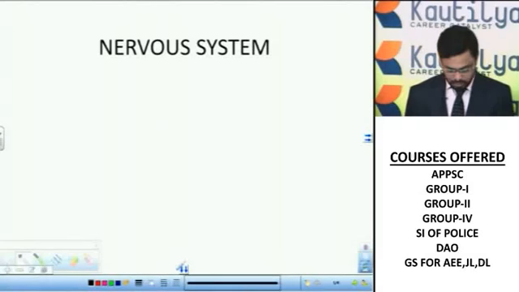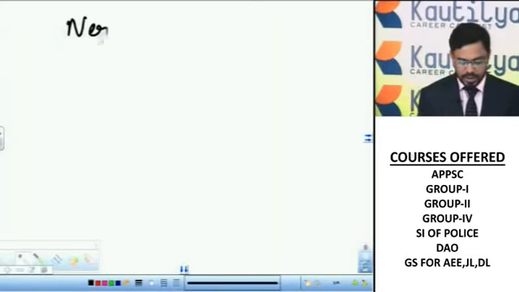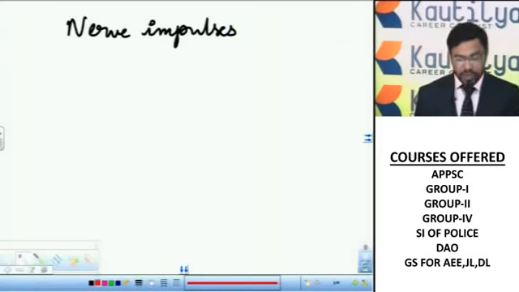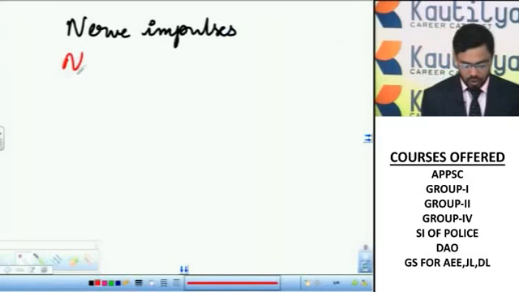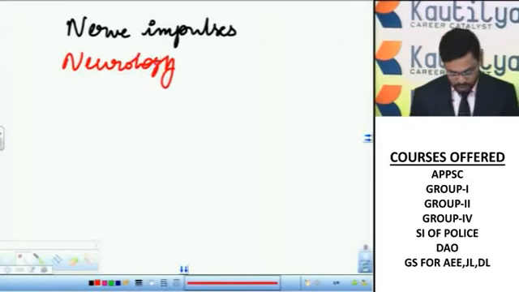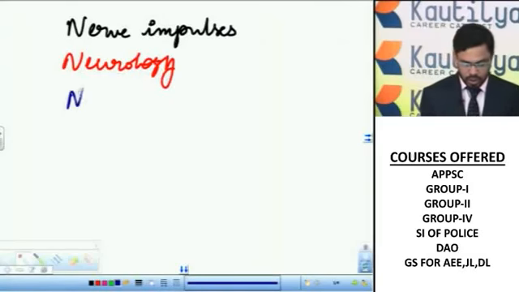The nervous system coordinates the body functions through the transmission of electrochemical impulses. They are called nerve impulses. The nervous system not only coordinates the internal functions of the body organs, but it also coordinates the response to external stimuli. The study of the nervous system is called neurology. The main structural and functional units of the nervous system are called neurons.